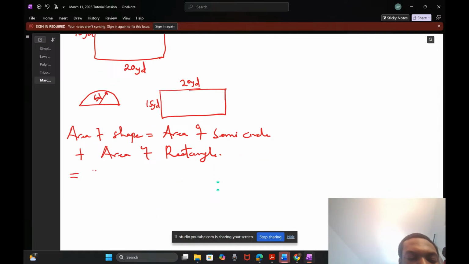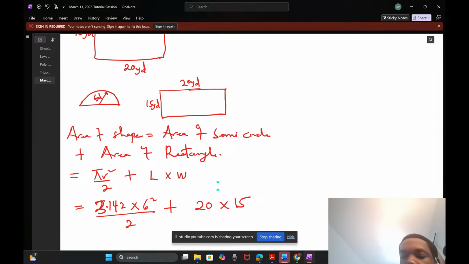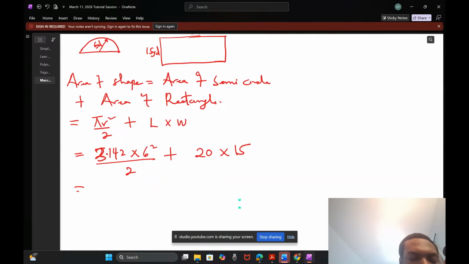So the semicircle is pi r squared over 2 plus the area of rectangle is length times width, right? So the semicircle is 3.142, sorry, times 6 squared over 2 plus 20 times 15. So 6 squared is 6 times 6 is 36 divided by 2 plus 15 times 20 is 300. So 36 divided by 2 is 18. Okay.